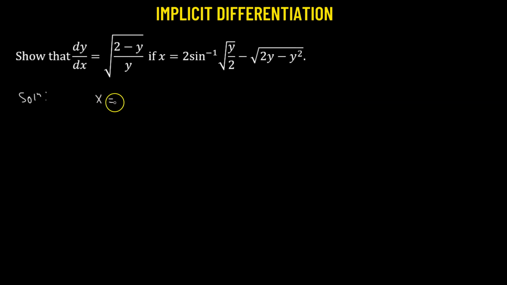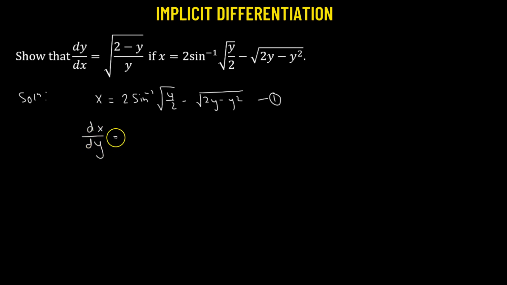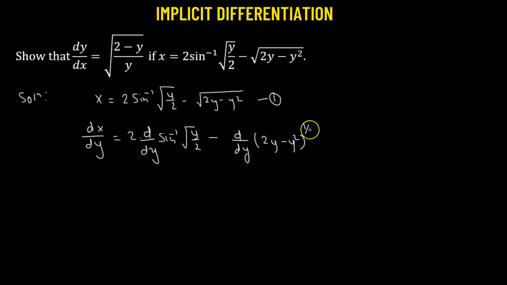We have x equals 2 times sine inverse of square root of y over 2, minus square root of 2y minus y squared. Now let's label this as number 1. We're going to take the derivative on both sides with respect to y. So that means we have 2 times the derivative with respect to y of sine inverse of square root of y over 2, minus the derivative with respect to y of, so here we can convert the radical to its equivalent exponent form, 2y minus y squared raised to the power of 1/2. This is done so that we can easily apply the power rule.